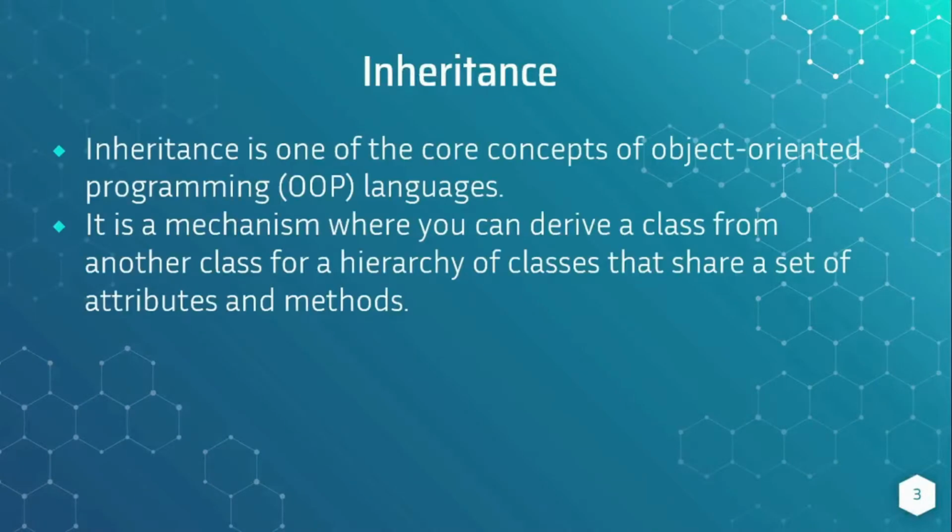Inheritance is one of the core concepts of object-oriented programming languages. It is a mechanism where you can derive a class from another class for a hierarchy of classes that share a set of attributes and methods. Inheritance can be defined as the process where one class acquires the properties, which are the methods and fields, of another. With the use of inheritance, the information is made manageable in a hierarchical order.